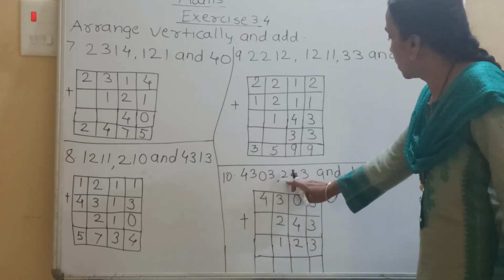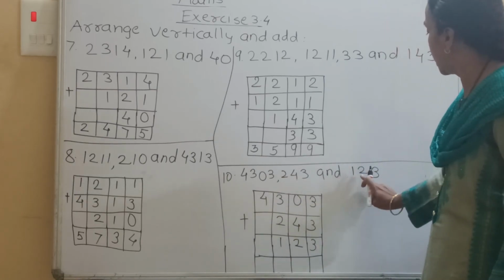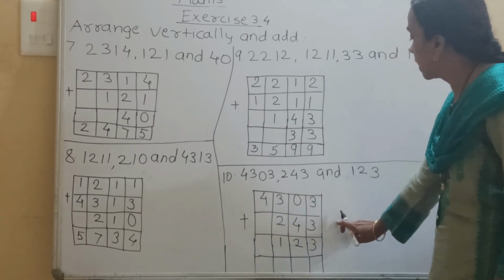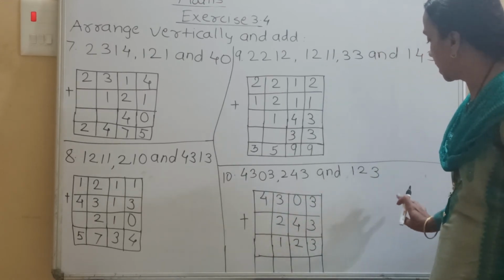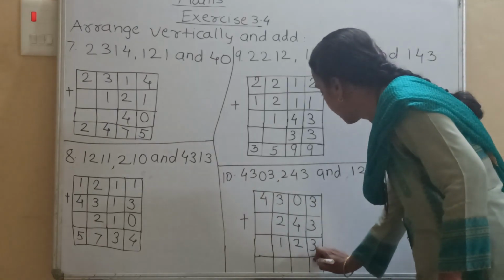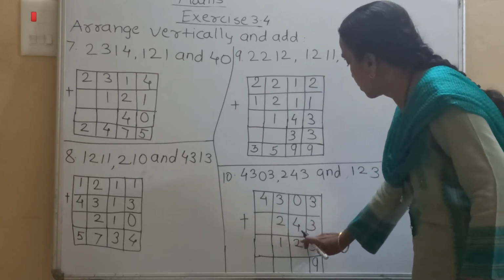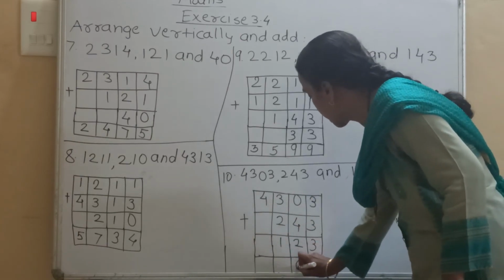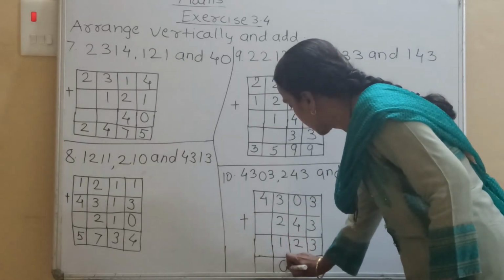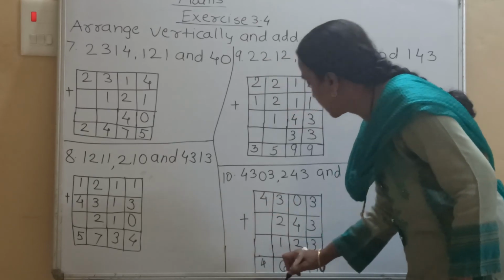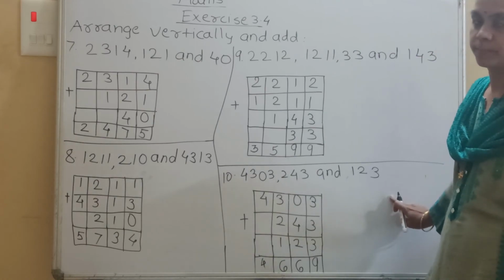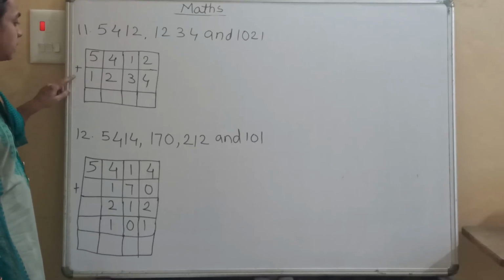4303, 243 and 123. So first write down 4-digit number, then write down 3-digit number, again 3-digit number. 3 plus 3, 6. 6 plus 3, 9. Then 4 plus 2, 6. 6 plus 0, 6. 3 plus 2, 5. 5 plus 1, 6. This 4 as it is. Answer is what? 4669. Now see 11th question.